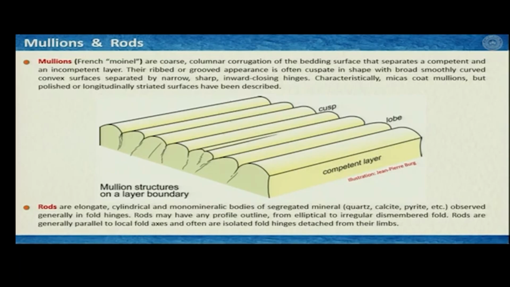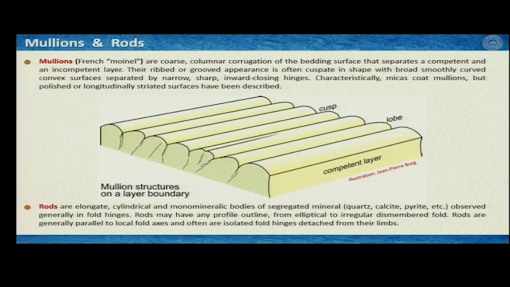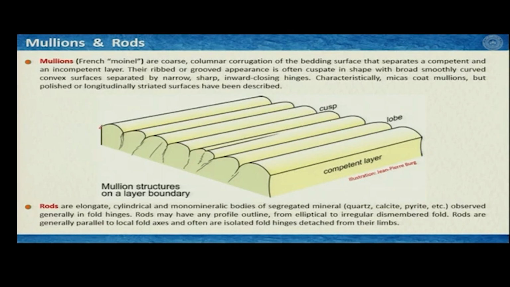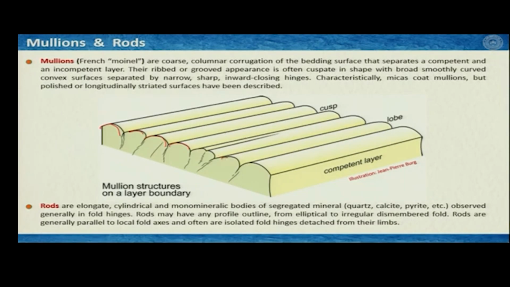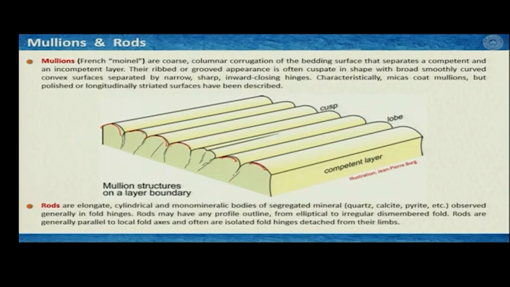So, mullions are generally coarse or columnar corrugations of the bedding surfaces that separate a competent and an incompetent layer in a folded surface. Their ribbed or grooved appearance is often cusped, this one, and they generally represent the broad smoothly curved convex surfaces, as you can see here, and these broad smooth surfaces are separated by very narrow sharp inward closing hinges, this one.